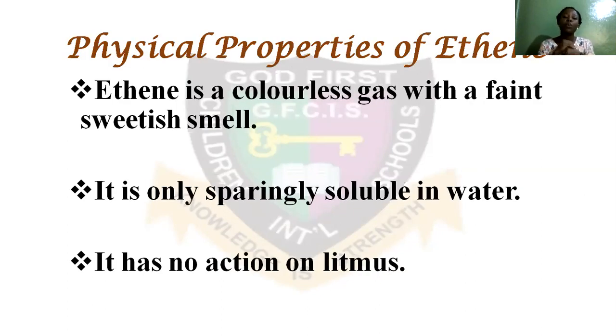So let's look at the physical properties of ethene. Ethene is a colorless gas. We mentioned that just a while ago, with a faint sweetish smell. That's its characteristic. Sparingly soluble in water, that is almost insoluble in water. Most organic compounds are insoluble in water. So ethene is almost insoluble in water, it's not actually soluble in water. It has no action on litmus paper, that means it is neutral to litmus, to any form of litmus, whether paper or the litmus itself. So it has no action on litmus.